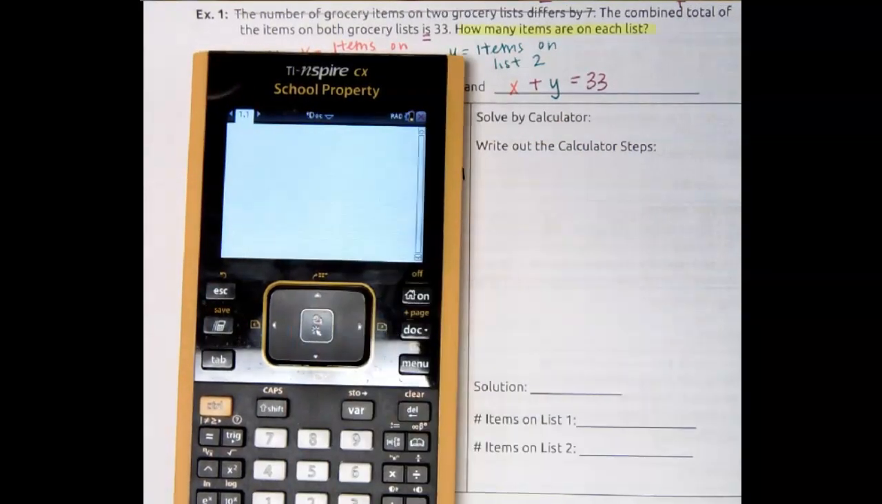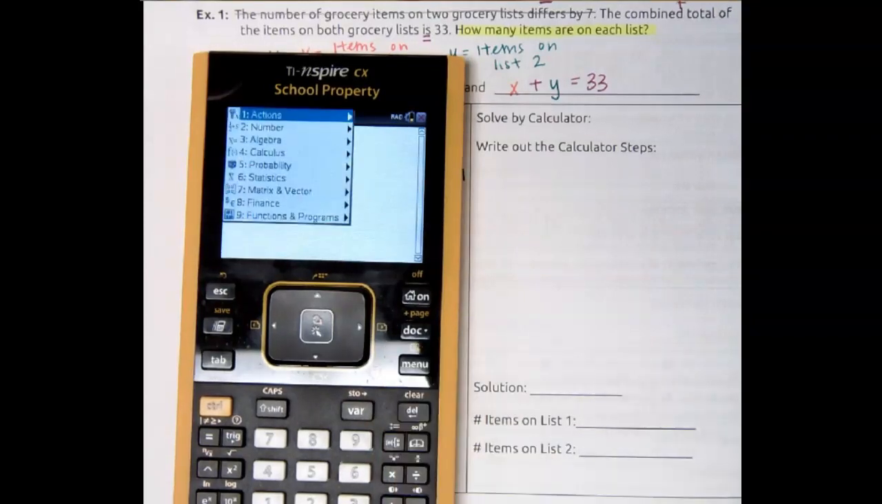Okay. Now, a lot of you are very, very familiar with nSolve. And some of you think that you can use nSolve for everything. If you don't know what it is, don't worry about it. But you're going to get to this next process kind of the same way you get to nSolve.